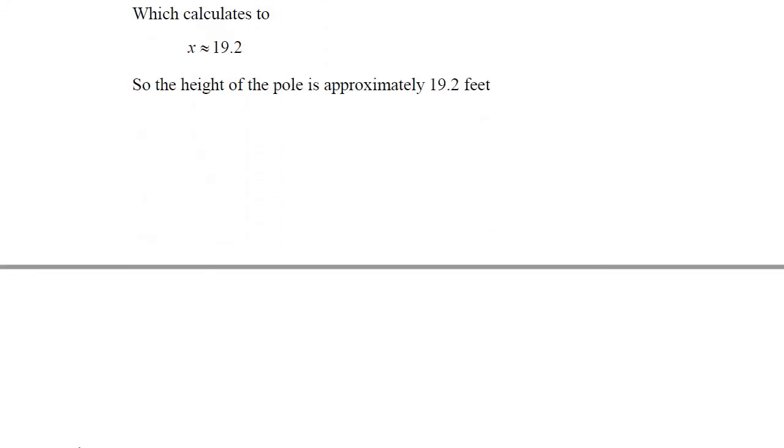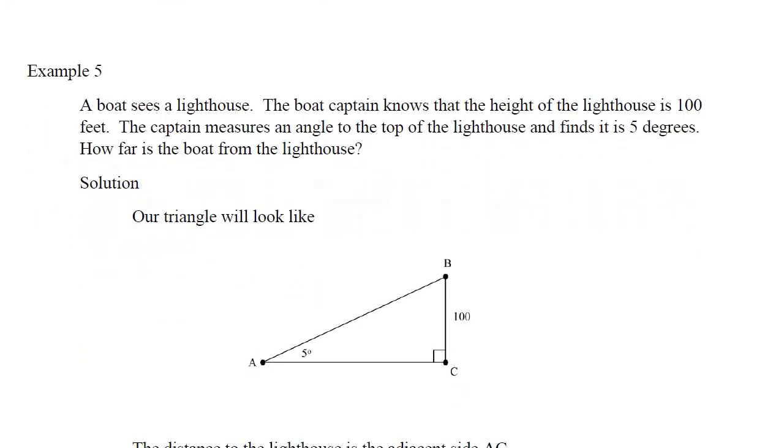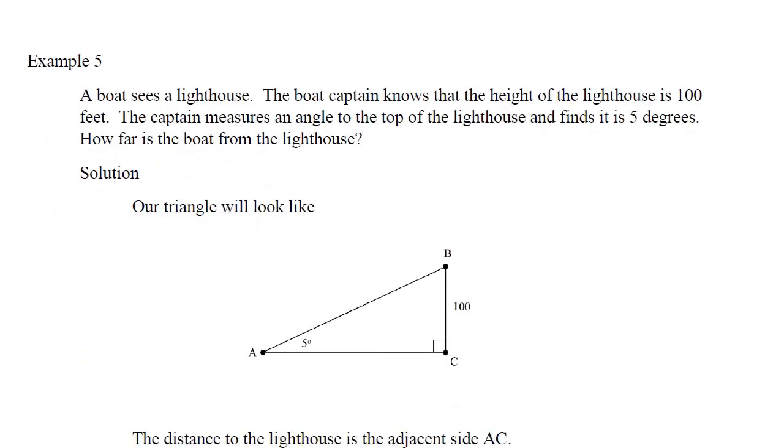All right, let's take a look at another example. So here we have a boat that sees a lighthouse. The captain knows that the height of the lighthouse happens to be 100 feet. So there's a lighthouse over here, and the height of that lighthouse is 100 feet. The captain measures the angle from the bottom of the lighthouse to the top of the lighthouse as 5 degrees. So we have a 5-degree angle right here.